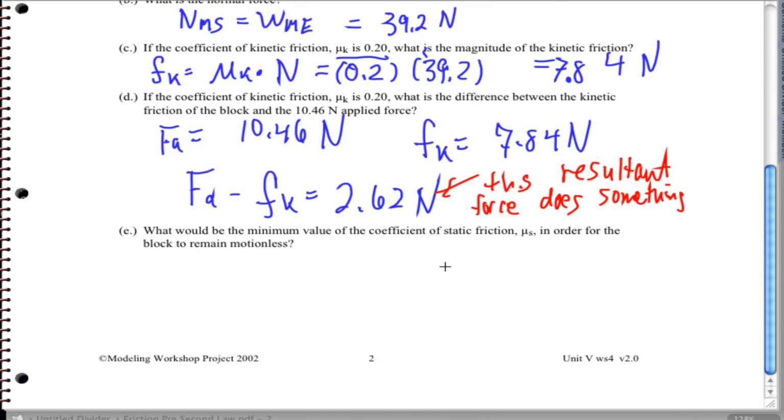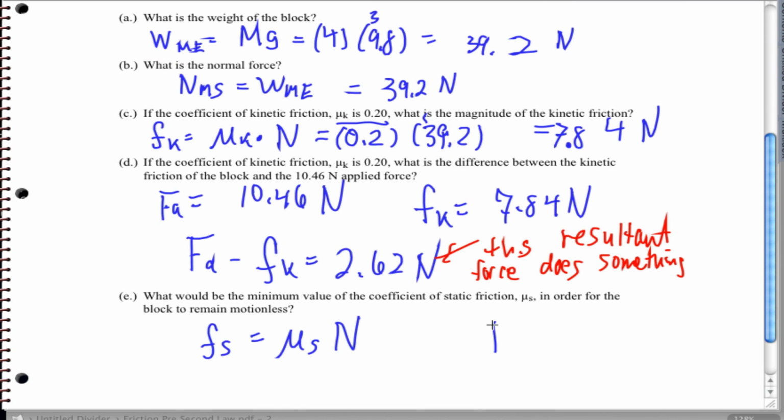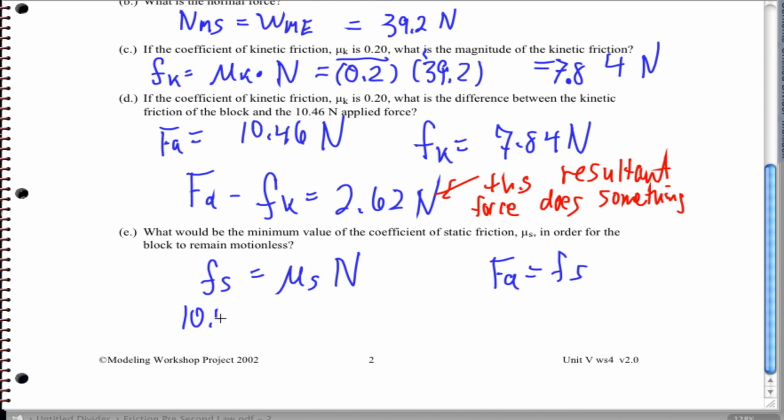Now finally, it says what would the minimum value of the coefficient of static friction be for the block to remain motionless? We're going to say friction static equals mu static times the normal force. Now in this case, if we were applying this force and it were staying still, then this would be true because we would say that it's not moving at this force that we're applying. So we have 10.46 divided by 39.2 equals mu static. We're going to go ahead and calculate that. And we actually end up getting 0.27 for our coefficient of static friction.